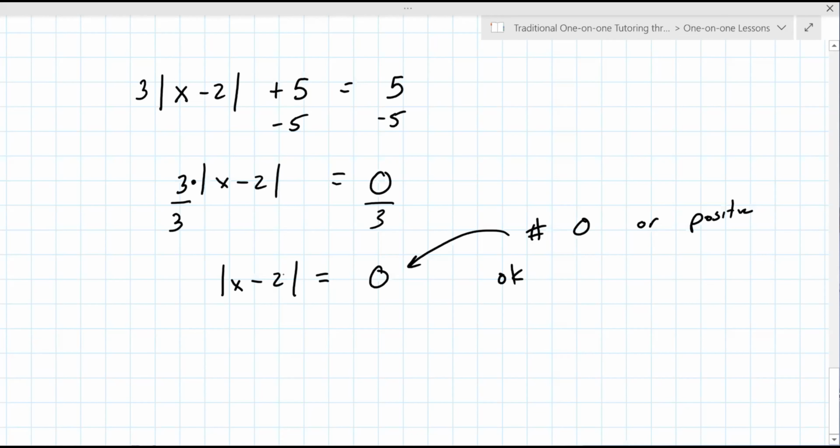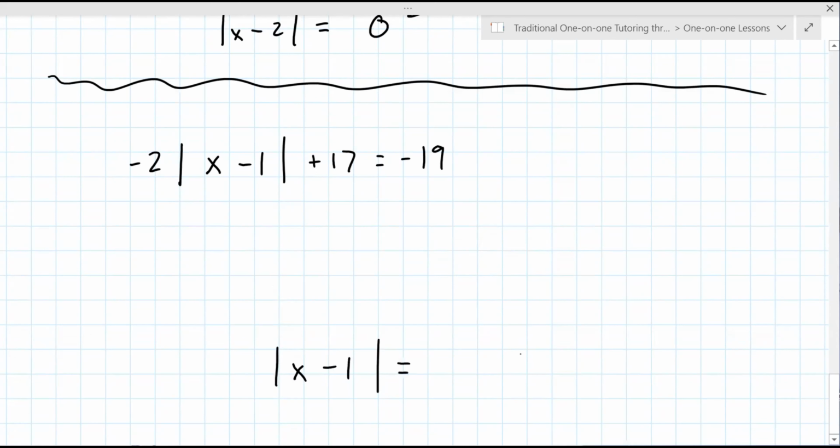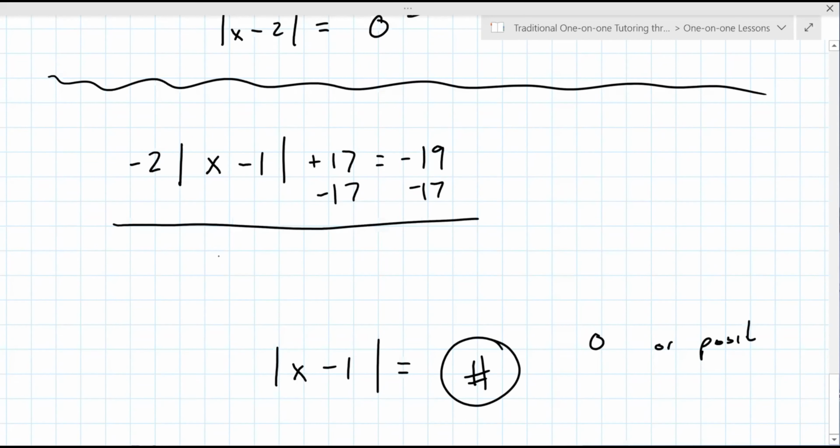So see how you have to get this absolute value on its own, because I can make something that looks like it doesn't work. Like let's say it's 2 times absolute value of x minus 1 plus 17 equals negative 19. This looks bad from the beginning. But when you get it down to absolute value of x minus 1 equals, that's what you care about: is this number right here 0 or positive? So notice you're going to subtract 17 from both sides. Doesn't get any better at the moment. It's negative 36.